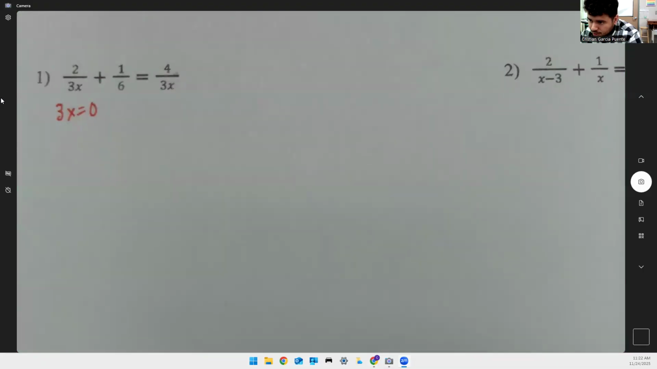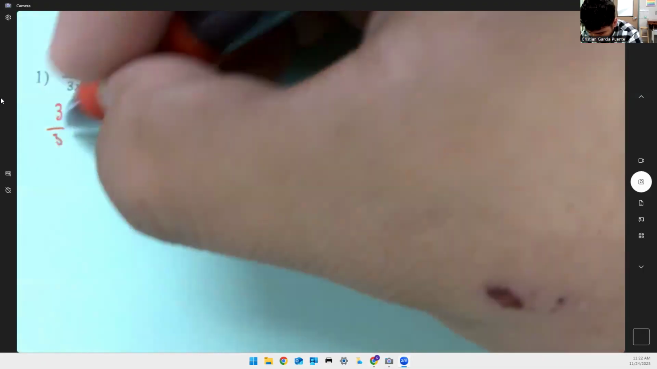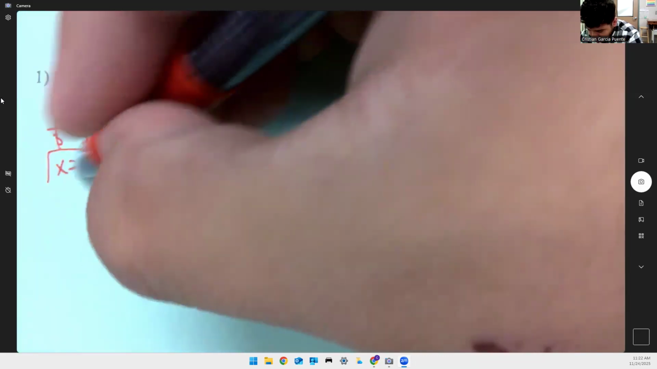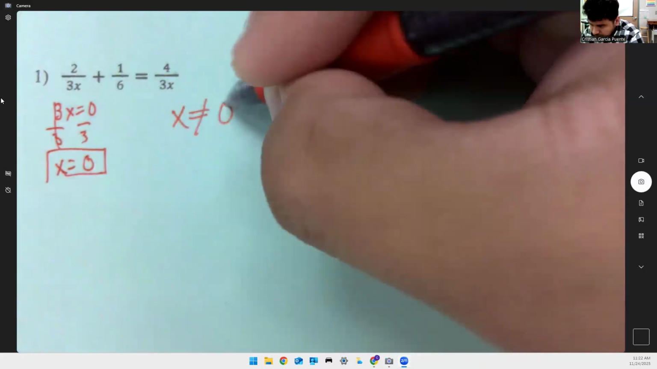There we go. How do you get rid of this 3? You're going to divide by 3 on both sides. So what's 0 divided by 3? That's just 0. So x is equal to 0 is going to be the thing, and x cannot be 0.